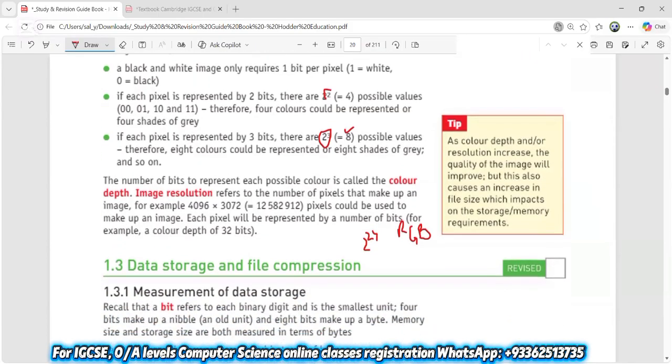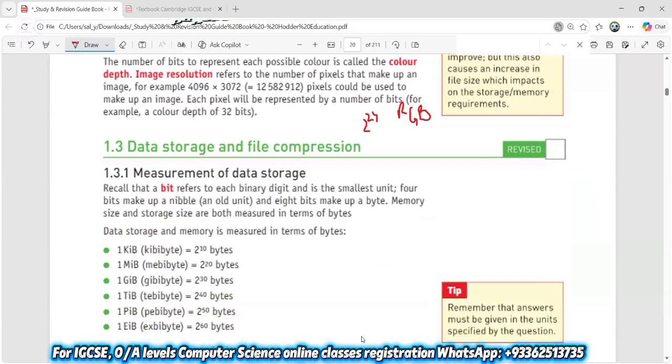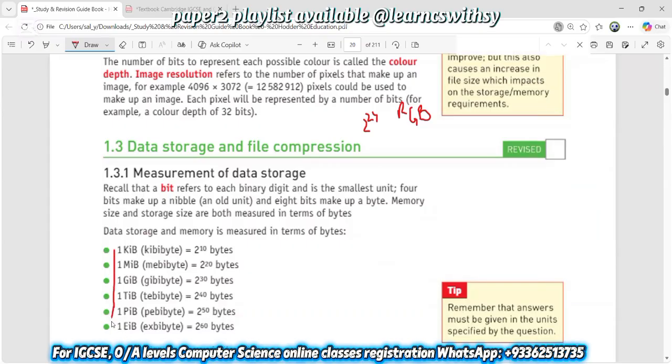Now, the next very important thing is data storage and file compression. For that, remember the sequence: kibibyte, mebibyte, gibibyte, tebibyte, pebibyte, and so on. When you are going from here to here, what you need to do, and when you are going from here to here, what you need to do. When you talk about kibi, it is going to be 1024, and kibi, mebi, gibi all deal with multiples of 1024. And when it comes to kilobyte, megabyte, gigabyte, terabyte, it is multiples of 1000.